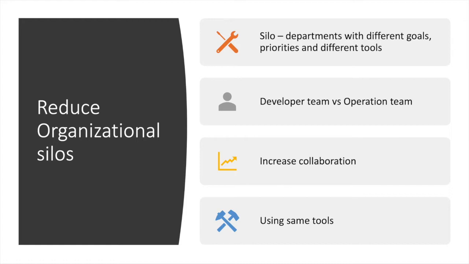These are the silos between the developer team and the operations team. They were initially two different groups because they had different, conflicting goals, as I talked about, and the tools they used were also very different. How can we reduce these silos? We can reduce them by increasing collaboration between developers and DevOps, and also by making sure that they are using the same tools.